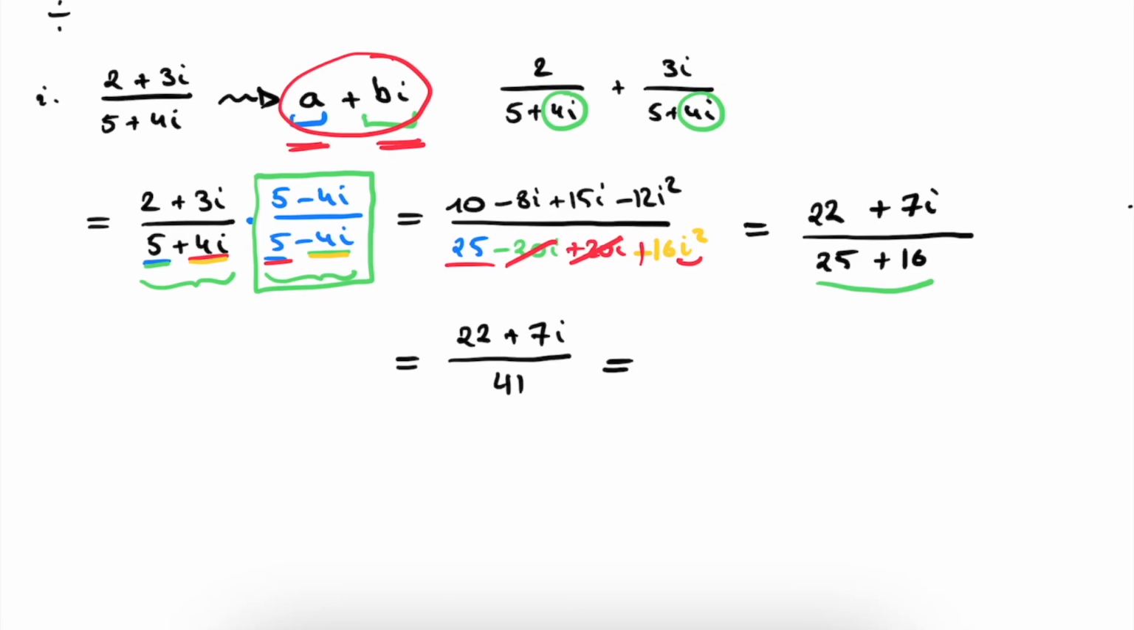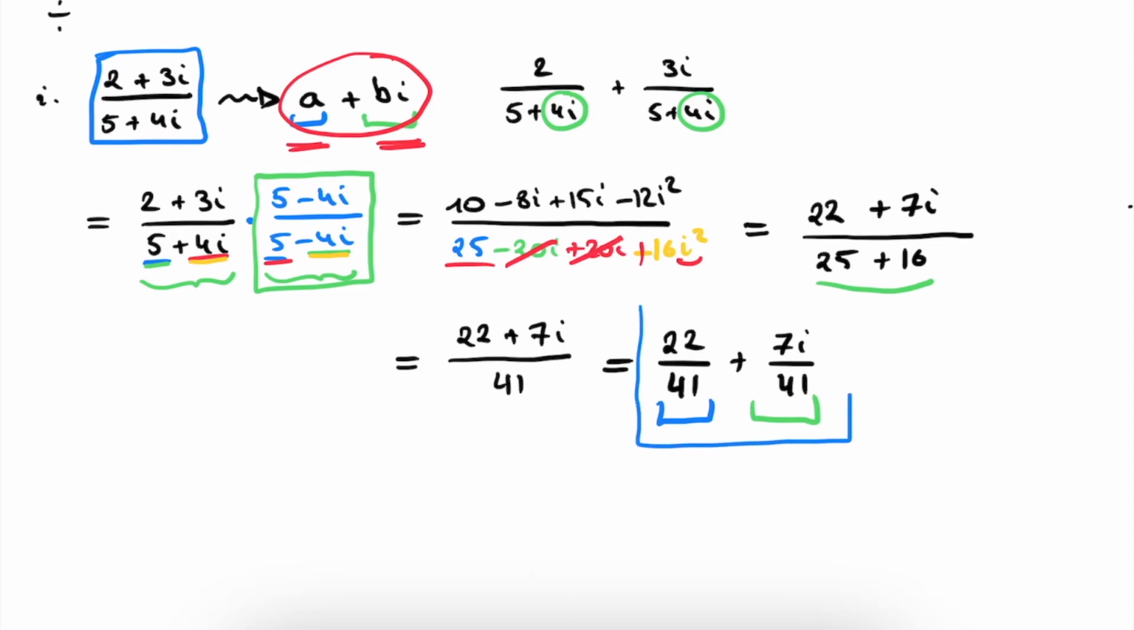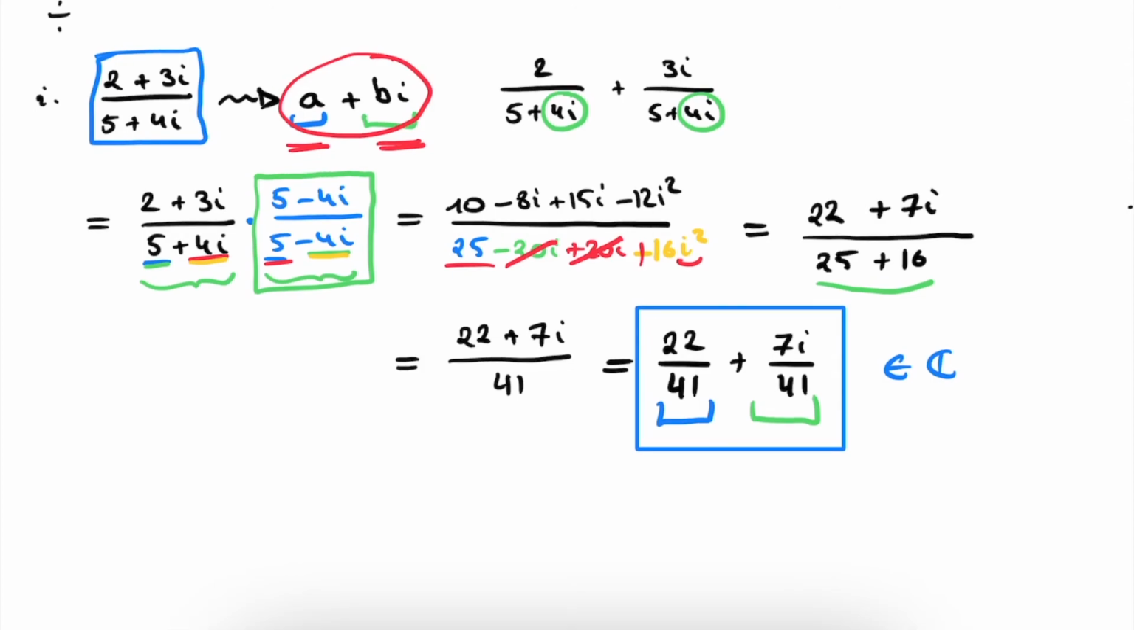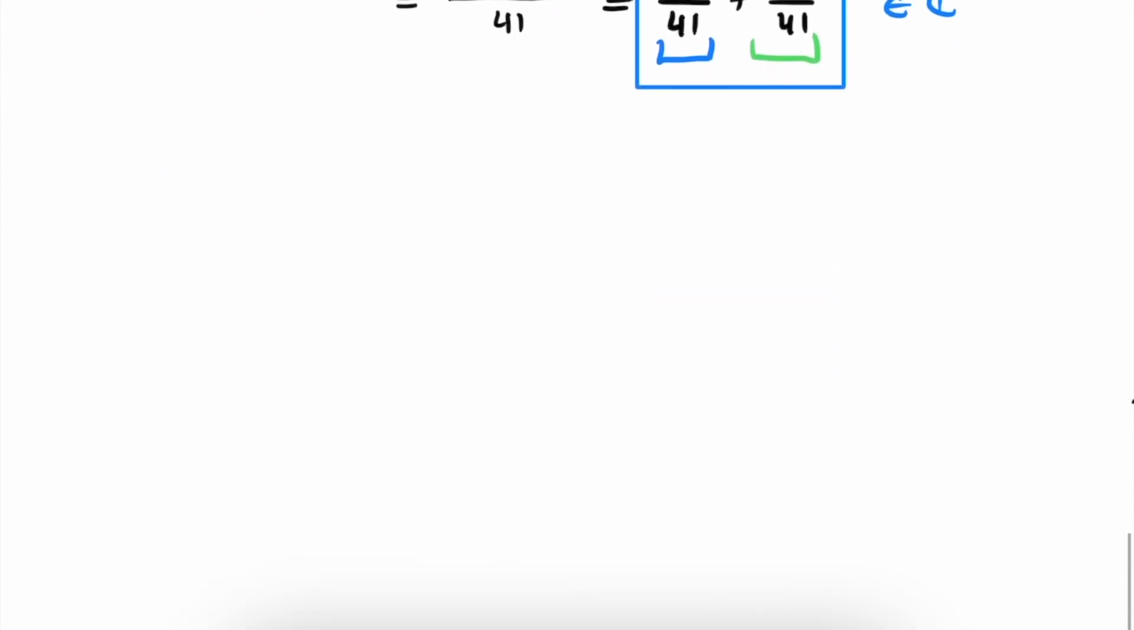And therefore, we can split this fraction in two parts. We have 22 divided by 41 plus 7i divided by 41. And therefore, we now have a complex number with a real part and an imaginary part, which can be very easily identified. So what we actually did was rewrite this fraction without a clear real and imaginary part as this sum of two fractions, the sum of a real part and an imaginary part, which in total is a complex number. And because this technique might sound quite confusing, let's practice it another time in the second exercise.